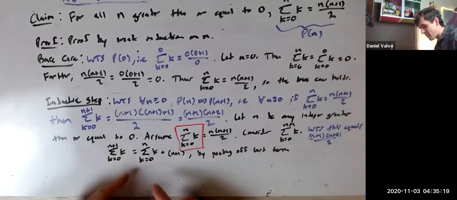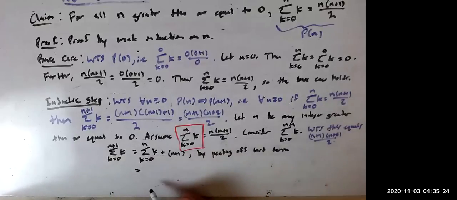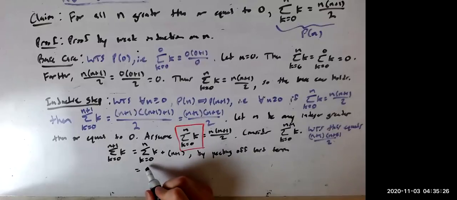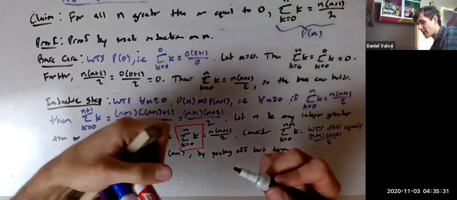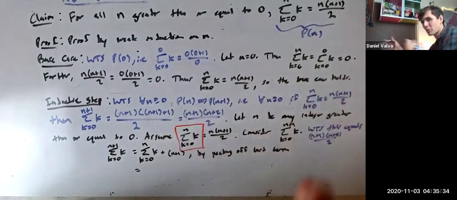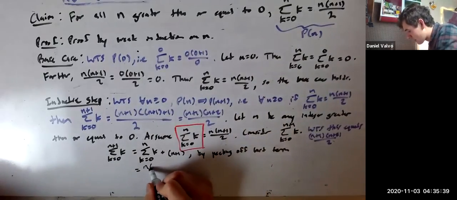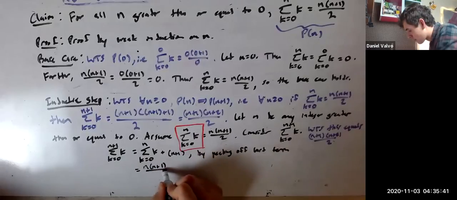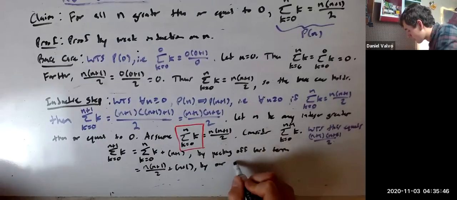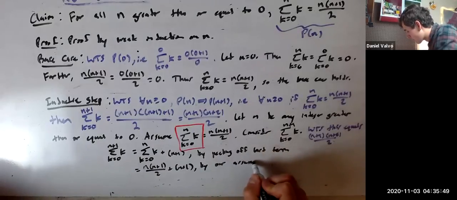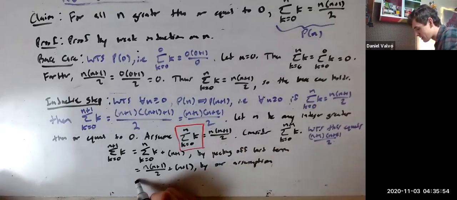What do we know about this sum right here? The first half of it already follows because it's part of our assumption. We're assuming it follows. We're trying to show that if it follows, the next one will follow, because once we have that if, that's the link in our chain. So assuming this is true, this is going to be n times n plus 1 over 2 plus n plus 1 by our assumption.